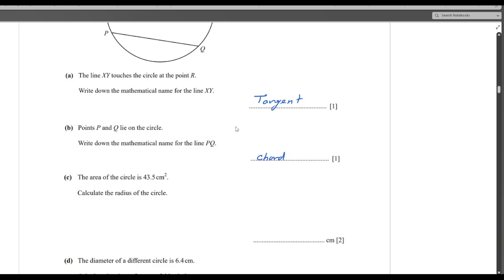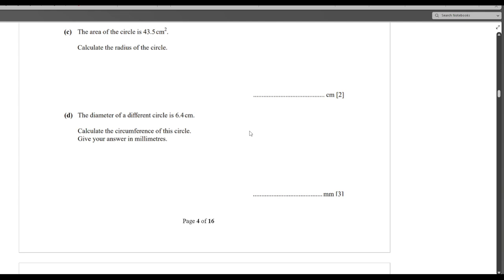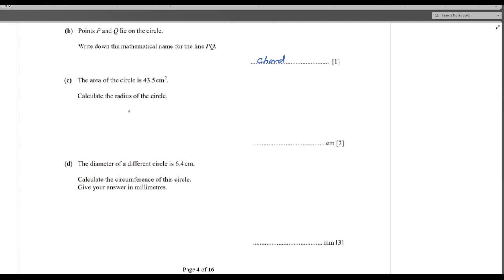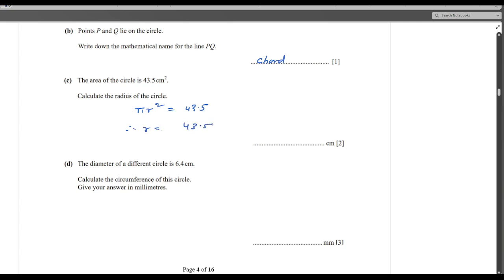The area of the circle is 43.5 centimeter square. Calculate the radius of the circle. We know that area is pi r square. So pi r square is 43.5. So therefore your r will be 43.5 divided by pi, and this I will keep in square root. So the square root of 43.5 divided by pi, we will get the answer as 3.72.